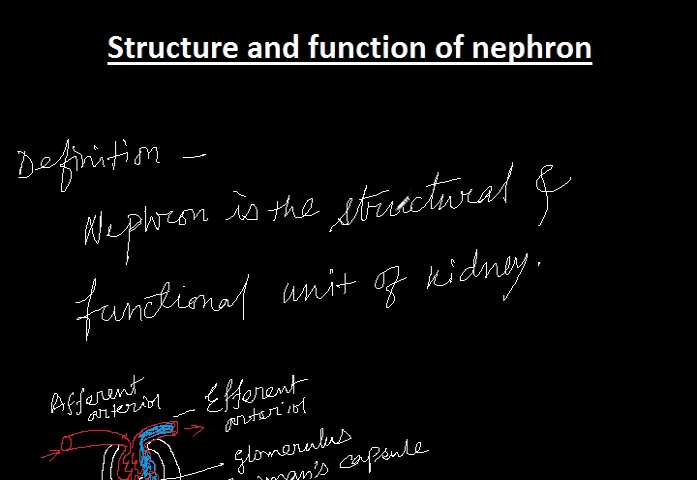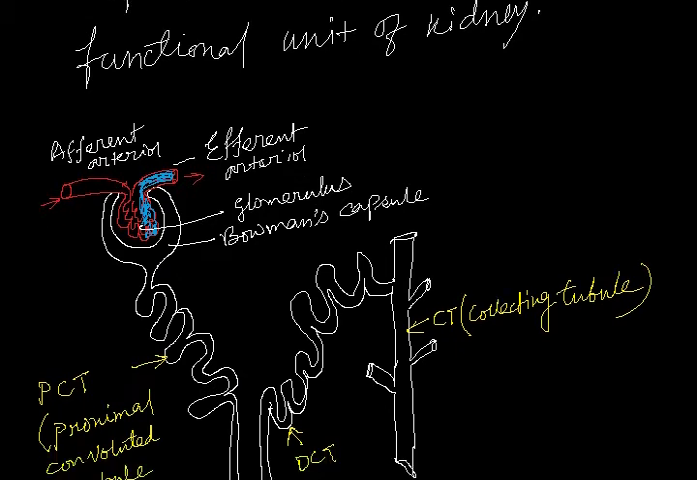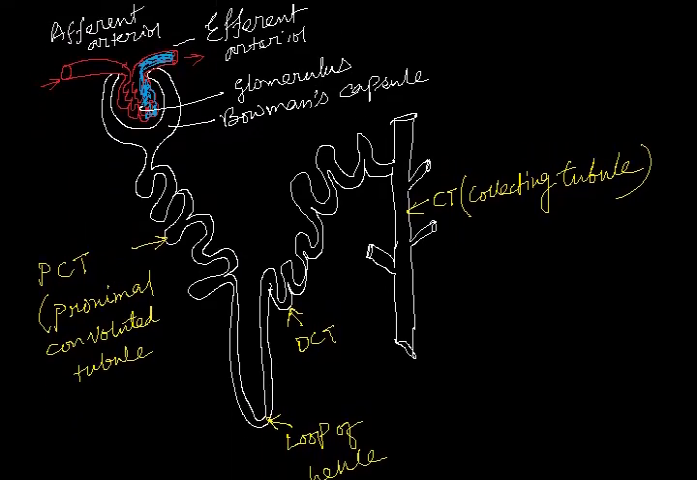Hello listeners, here we're going to discuss the structure and function of the nephron. The nephron is the structural and functional unit of the kidney. That means all the functions of the kidney are actually performed by the nephron, and the structure of the kidney is actually built up by the nephrons. This is the structure of a typical nephron.